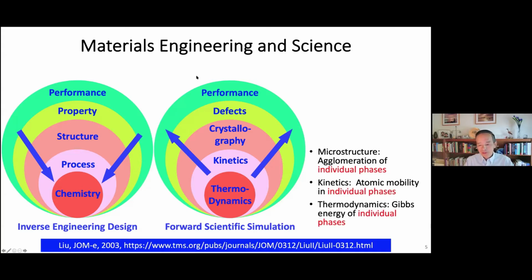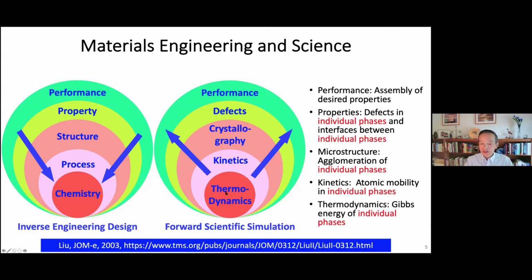Because we do both. So you put them together, you understand what's in the thermodynamics. It's the Gibbs energy of individual phases, kinetics is the mobility, and the crystallography. You put the individual parts together, get a microstructure, then you talk about the defects and properties. And all of them are related to energy. Okay, so what is energy? That's our thermodynamics. So thermodynamics really is the core of all materials science and engineering, and its processing and properties.